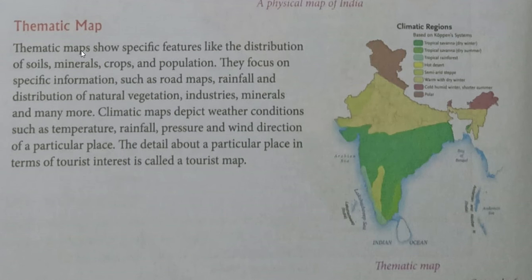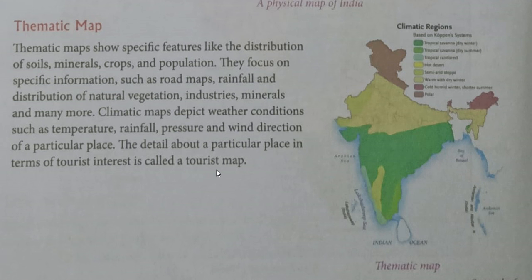Next one is about thematic map. So about thematic map, I already told you that thematic maps show specific features like the distribution of soils, minerals, crops and population. They focus on specific information such as road maps, rainfall and distribution of natural vegetation, industries, minerals, and many more. Climatic maps depict weather conditions such as temperature, rainfall, pressure, and wind direction of a particular place. The detail about a particular place of tourist interest is called a tourist map.